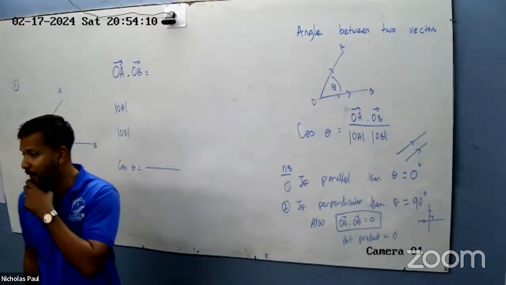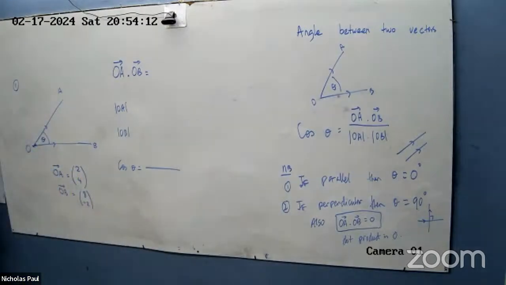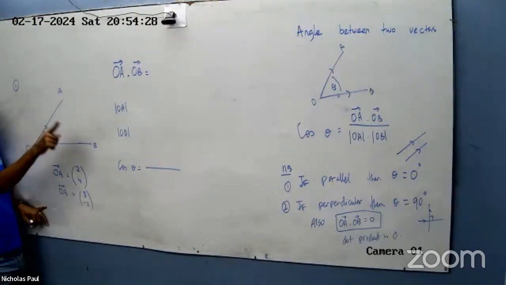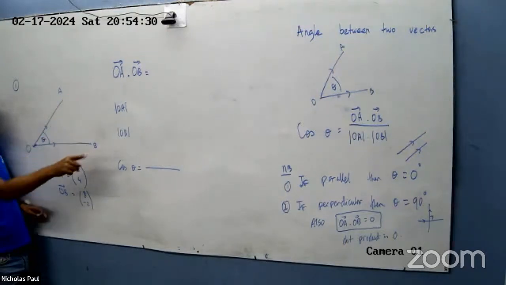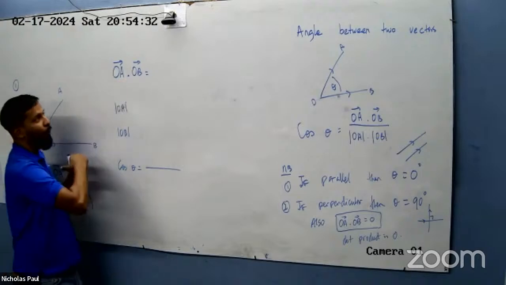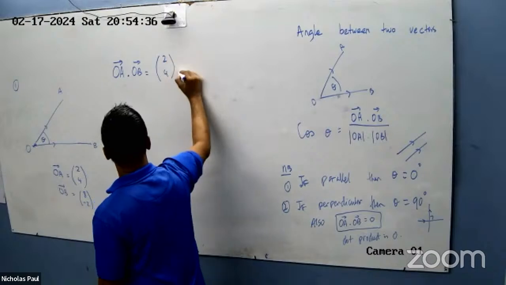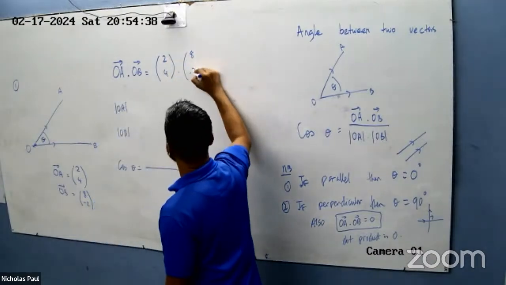All right, so we look here. How do we find that angle theta? All we have to do, if you have OA and OB, is follow the little formula. First, we need to get the dot product. The dot product here is 2, 4 multiplied by 8, minus 2.